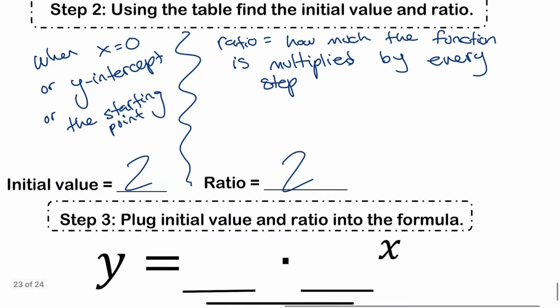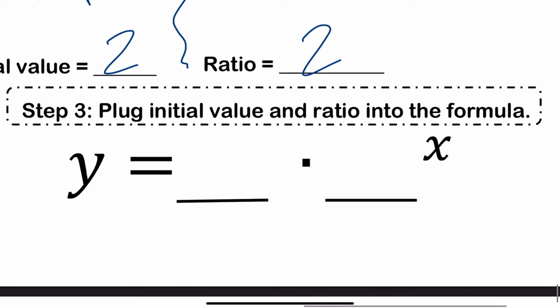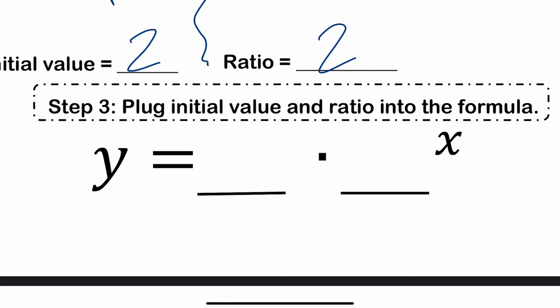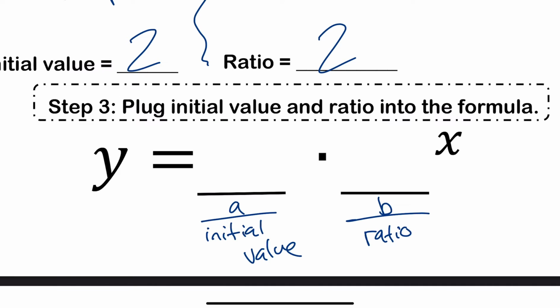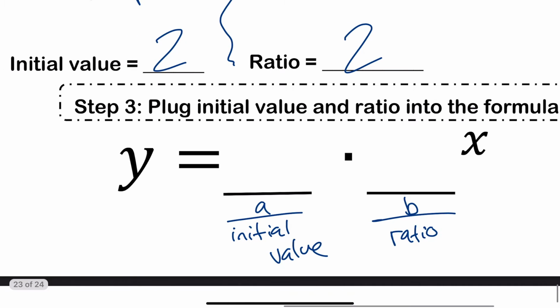So now we need to find our step 3. Step 3 says plug the initial value and the ratio into the formula. So here's our formula. It's usually a times b to the x power. In this case, our a will be our initial value. And our b is going to be our ratio. So let's see. Our initial value is 2. And our ratio is 2 as well.